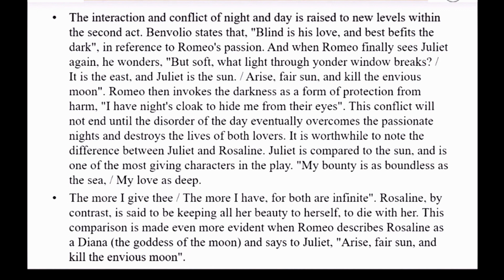of both lovers. It is worthwhile to note the difference between Juliet and Rosaline. Juliet is compared to the sun and is one of the most giving characters in the play. "My bounty is as boundless as the sea, my love as deep. The more I give thee, the more I have, for both are infinite." End quotes. Rosaline, by contrast, is said to be keeping all her beauty to herself to die with her.